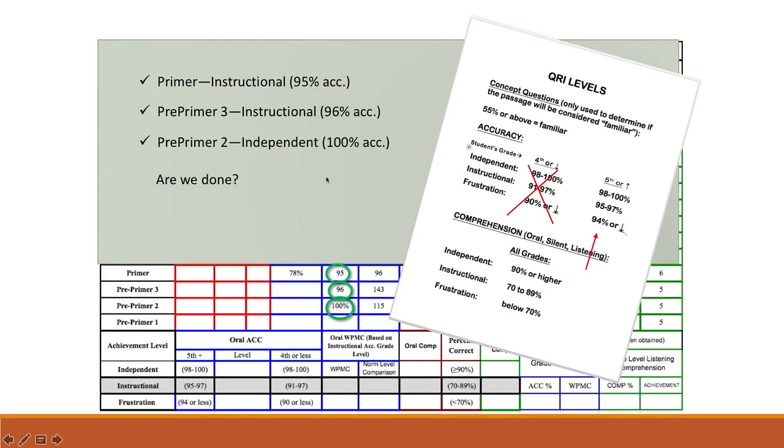Are we done? No, we're not. We still need to find frustration. So now we need to test forward or test up.